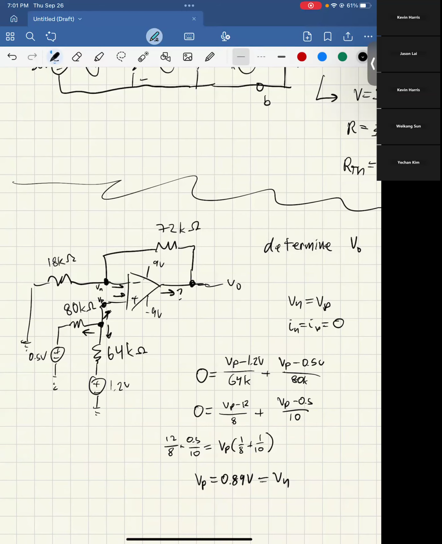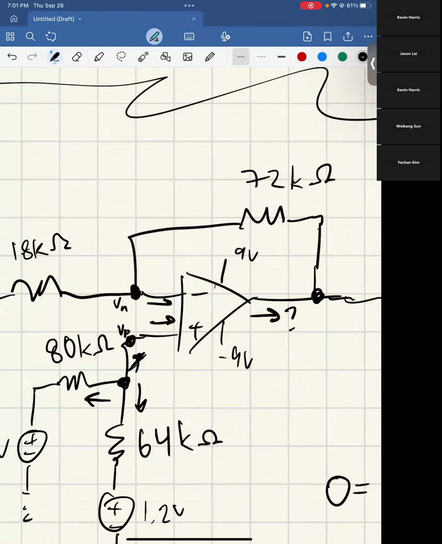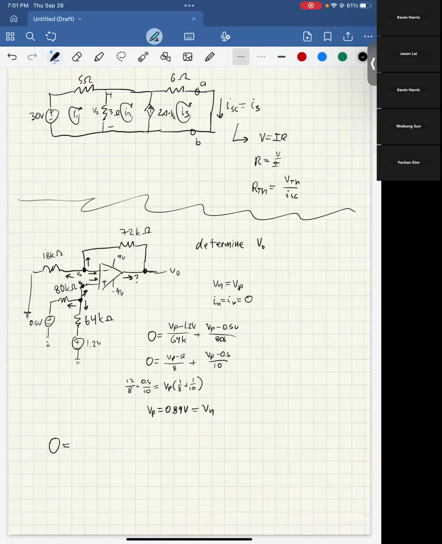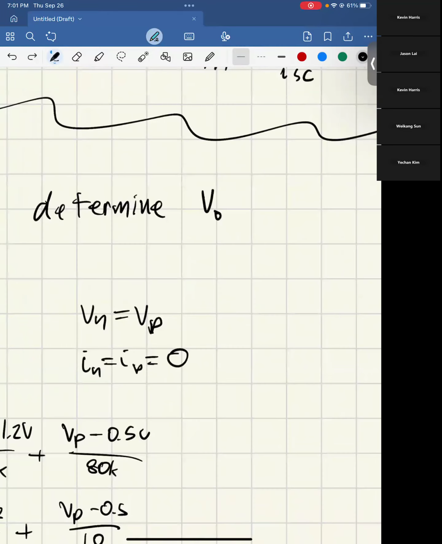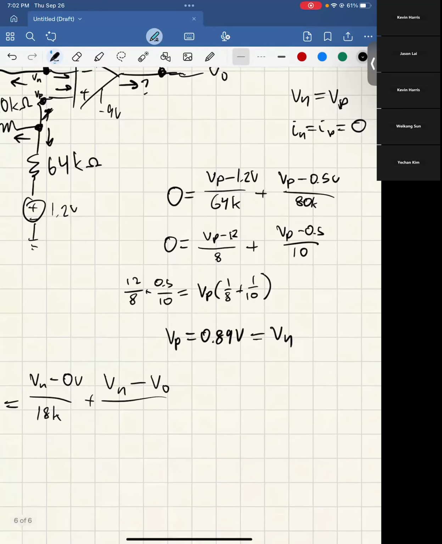And then we know that this down here is like 0 volts, so on and so forth. So we can say that this is another node equation for Vn. Just for the sake of making the math a bit easier, I always say that every current is going out. So we can say Vn minus 0 volts over that 18K plus Vn minus V out over 72K. The first one is this leftward path, and the second one is that upward path.